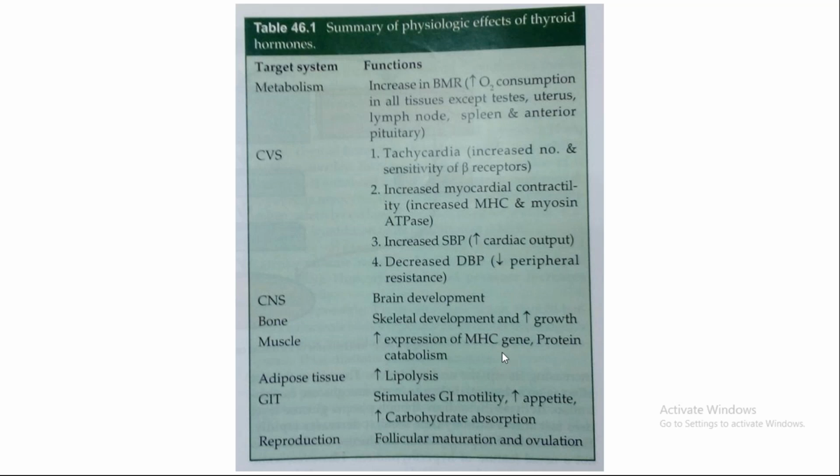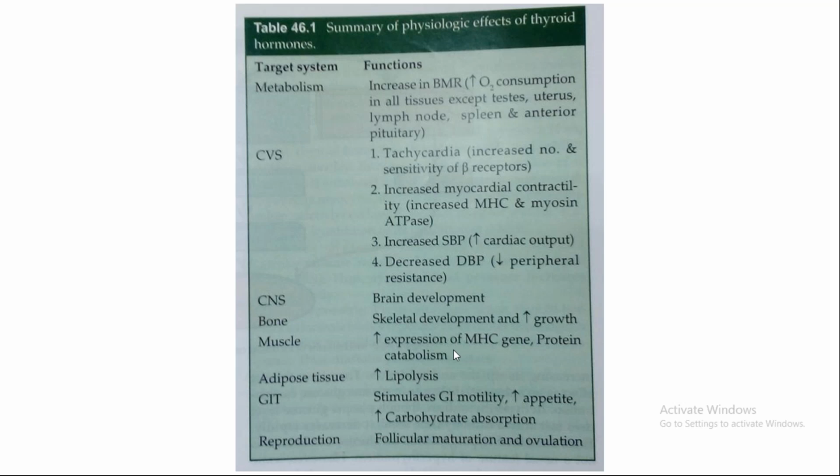Now, in skeletal muscle, I have already told you that it expresses the MHC gene, and higher concentration will lead to protein catabolism. So within the physiological range, the thyroid hormone will cause protein anabolic activity, but when there is hyperactivity of the gland, the hyperthyroid condition, protein catabolism occurs. And in the hypothyroid condition, the protein anabolic activity will be suppressed. Ultimately, protein synthesis will not be up to the mark, and muscle development and power generation will be less.